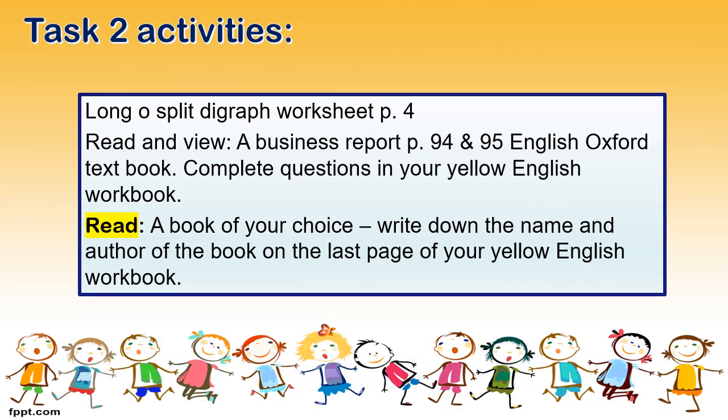Okay, so let's just go through the activities that you have to complete today. You're going to do the long O split digraph worksheet. That's page 4 of your worksheet pack. And then you're going to complete this business report in your English workbook. And then once again, you can read a book of your choice. Remember to write it down at the back of your English workbook. If you don't have your workbook yet, you have to please come and get it at school. Just write it in the book you're currently working in.